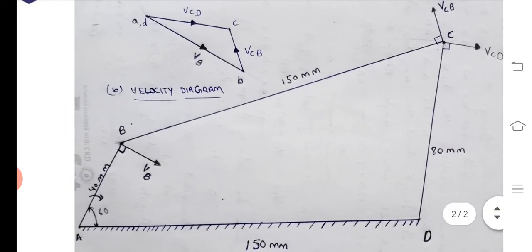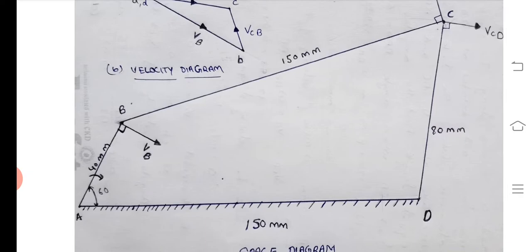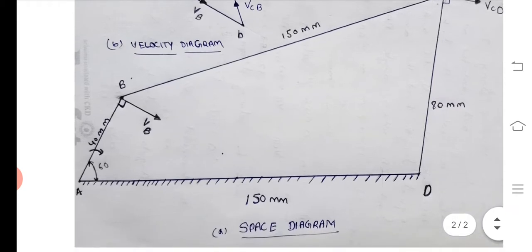As given in the condition, AD is equal to 150 mm, AB is equal to 40 mm, BC is equal to 150 mm, and CD is equal to 80 mm. But we have taken the scale 10 mm is equal to 1 mm. So the AD line will be drawn 15 centimeter, AB will be drawn 4 centimeter, BC will be drawn 15 centimeter, and CD will be drawn 8 centimeter. And the angle DAB is equal to 60 degrees. So by the scale you have to draw this space diagram. This is called the space diagram.